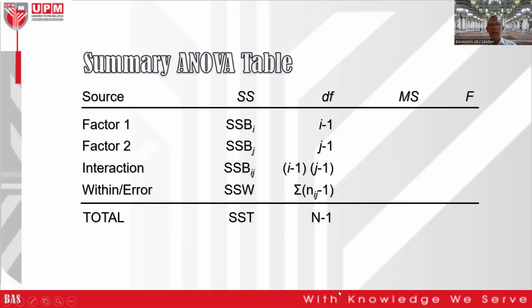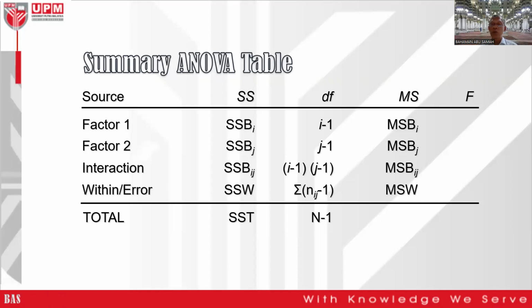And then the next step, we just need to calculate the mean square. So mean square between for I, mean square between for J, mean square between for IJ, and then mean square within. And finally, what we need is only three F ratios, right?